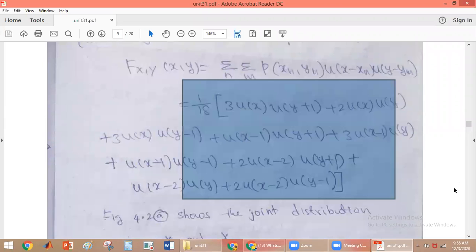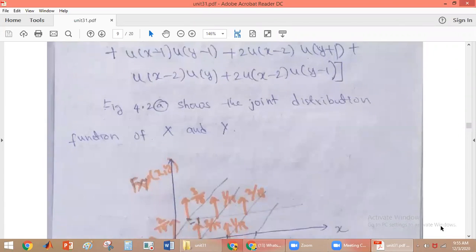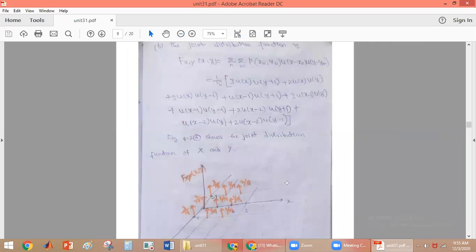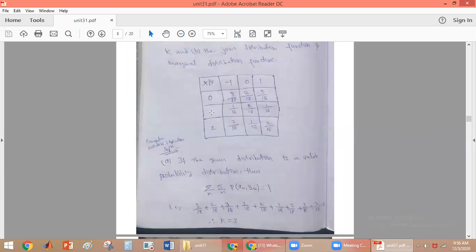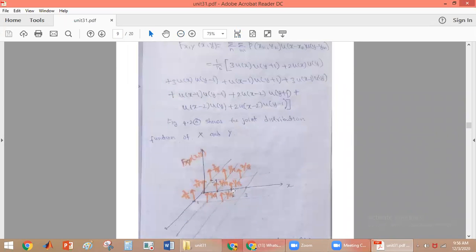Then what we have to do is plot this. If you plot this, observe here: x value varies as 0, 1, 2, whereas y value is minus 1, 0, 1. X value is 0, 1, 2, with the x axis taken like this. So we have to draw this in three dimensions.